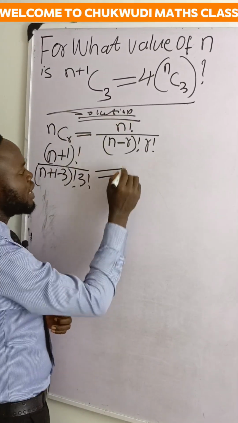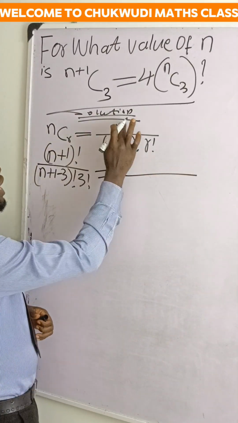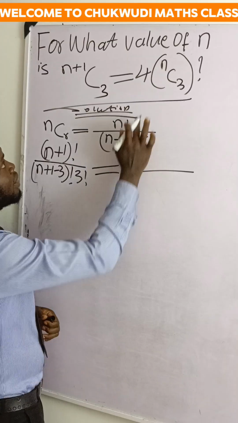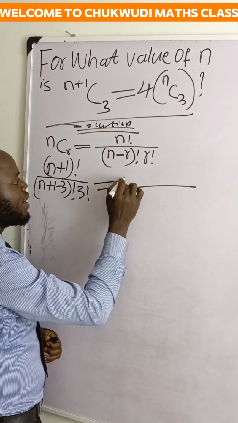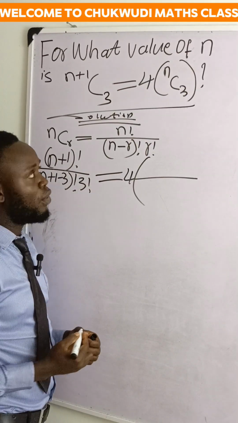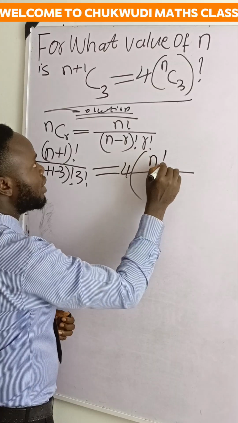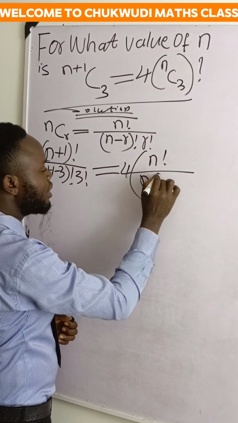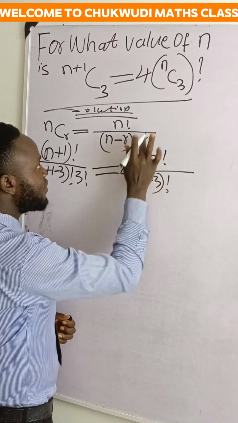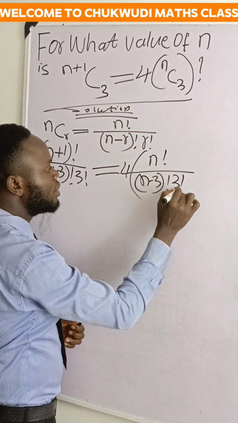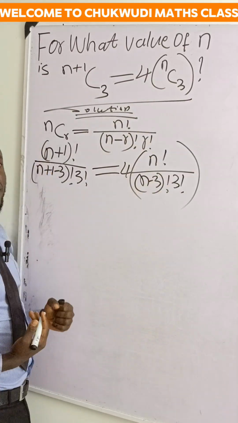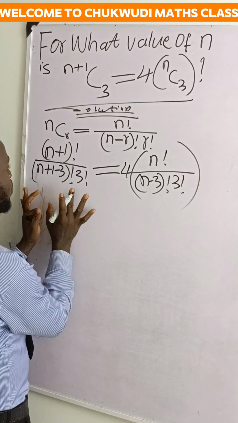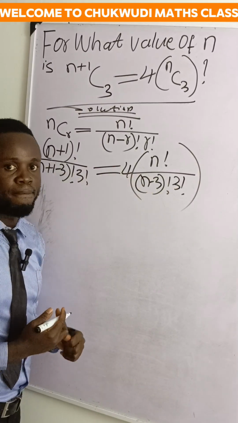Then when we come to this side, we have n factorial. Remember, it's multiplying 4. Then we have n factorial over (n minus 3) factorial, 3 factorial. So that's how we apply that formula there. We are now going to simplify this.